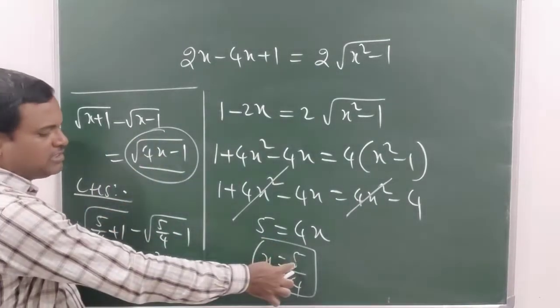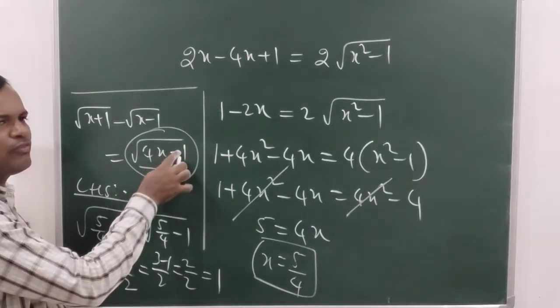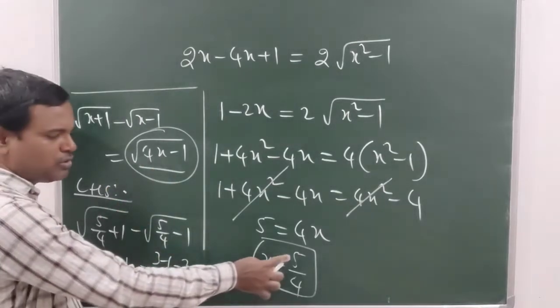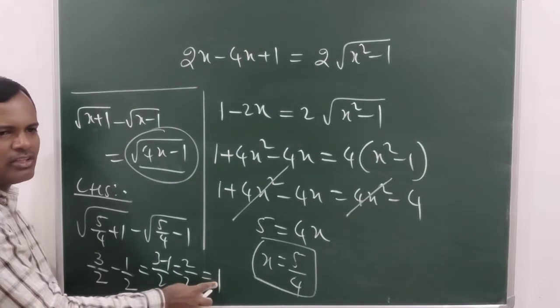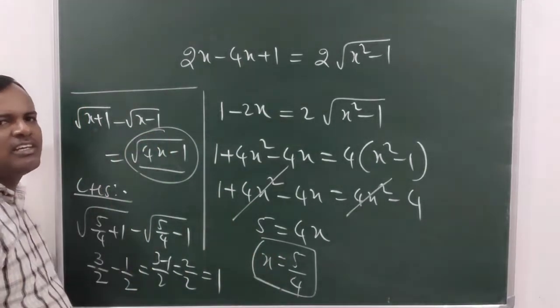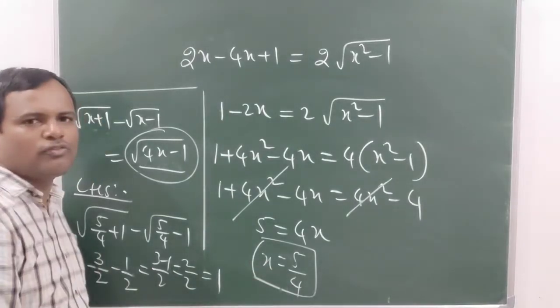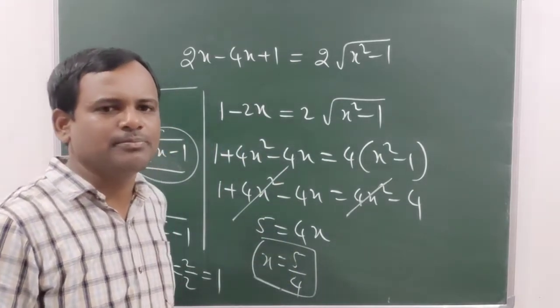So when we write x equal to 5 by 4 here, 4 cancels, 5 minus 1 is 4. Square root of 4 value is 2. RHS you have got 2. But when you substitute the same x value for the left side, you are getting 1. So this x equal to 5 by 4 is not satisfying this given equation. Hence x equal to 5 by 4 is not a solution of this given equation.